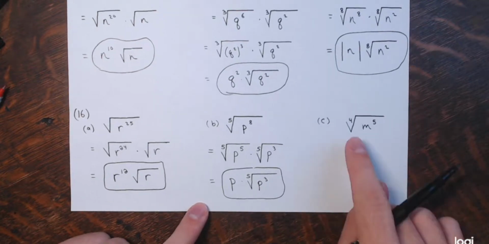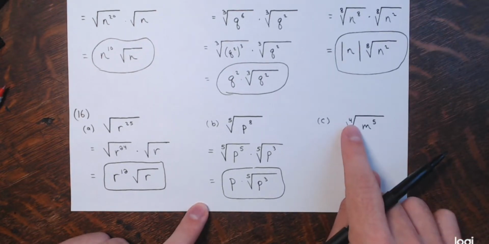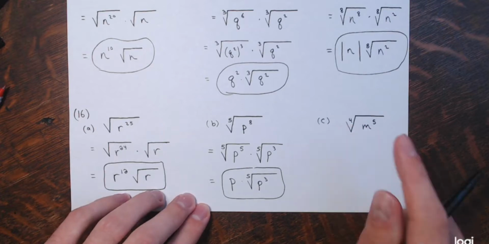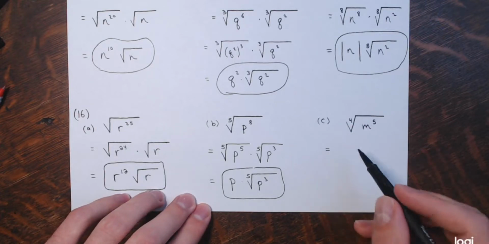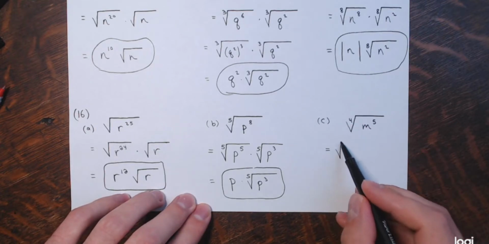Alright, then a fourth root, even root. So I may have to use absolute value symbols if necessary, right? So I'll break this up into a fourth root times a fourth root.